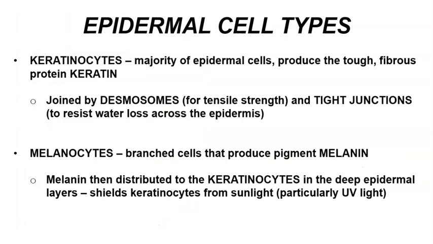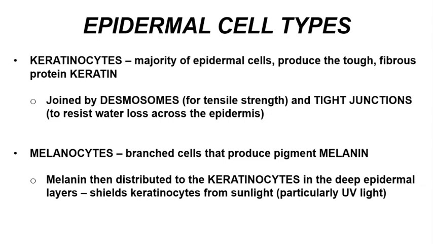So now that we've examined the epidermal strata, we can examine the cell types that exist within those strata. And there are 4 major epidermal cell types. The first is the keratinocyte, and these are the majority of the epidermal cells, and they are called keratinocytes because they produce the keratin fibers that strengthen the epidermis.